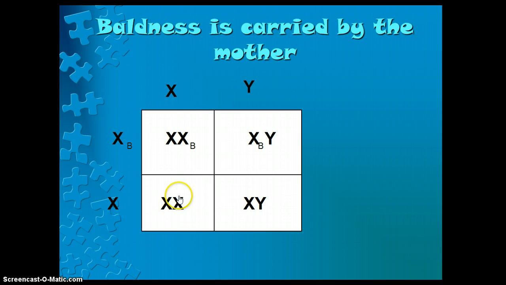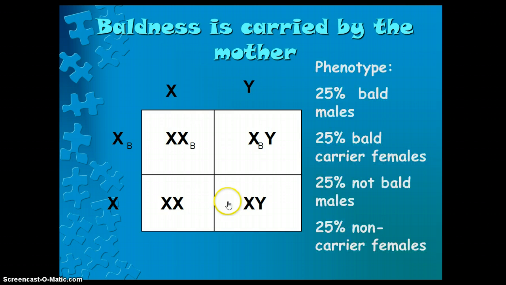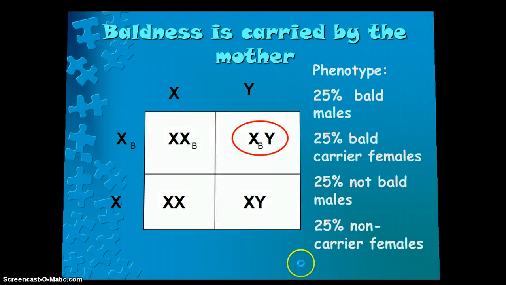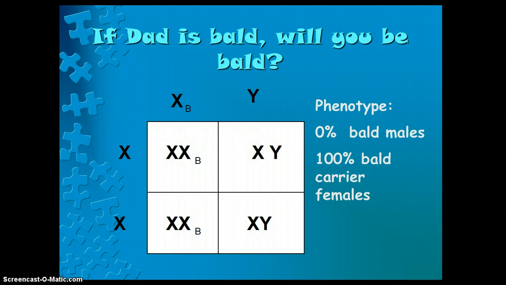And we have a normal female and we have a normal male here. So for the phenotype, what we're physically going to see, we have 25% bald males, 25% bald carrier females, 25% not bald males, 25% non-carrier females. So phenotypes.